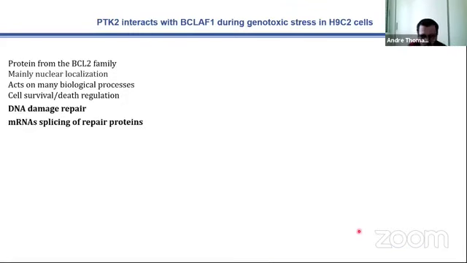After we saw that FAC is recruited to DNA damage sites, and that phosphorylation of FAC might be important to help this repair, we started to look at the interaction of PTK2 with proteins known to be related to DNA damage repair. We started looking at the interaction of PTK2 with BCLAF1, which is a protein from the BCL2 family. It has mainly nuclear localization.